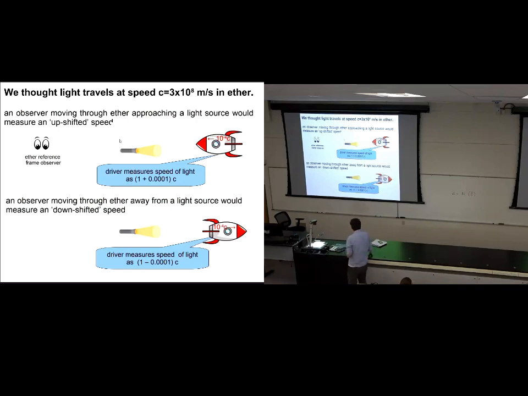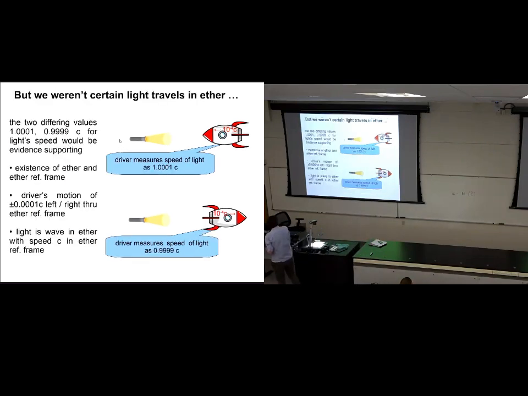So the idea was that if we can measure the speed of a light ray when we go in different directions through the ether. So here's a spaceship, I'm heading through the ether, heading towards the light, towards the left here. Here's a spaceship, I'm in the ether, I'm heading towards the right here.